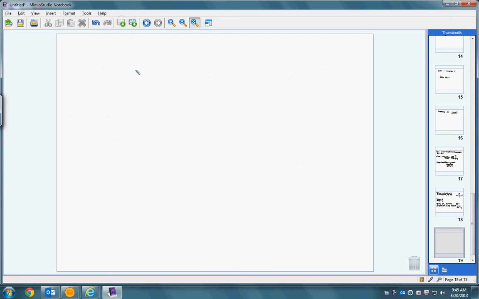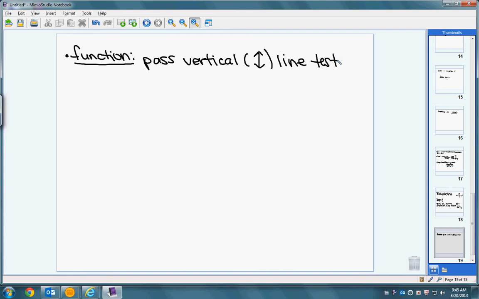The final thing we're going to discuss today is the function. It has to pass the vertical line test. If you remember, vertical is up and down. Or no repeated x values. So what that means is the vertical line test, if they give you a graph, it cannot cross a vertical line more than once. If they give you the x and y values, you don't want a repeated x value.